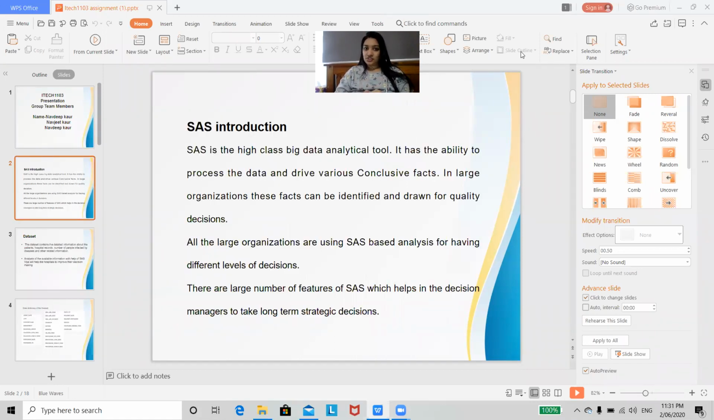SAS introduction. SAS is a high-class big data analytics tool. It has the ability to process data and derive various conclusive facts in a large organization. These facts can be identified and drawn for quality decisions. All the large organizations are using SAS-based analysis for different levels of decisions. There are a large number of features of SAS which help senior decision managers to take long-term statistical decisions.